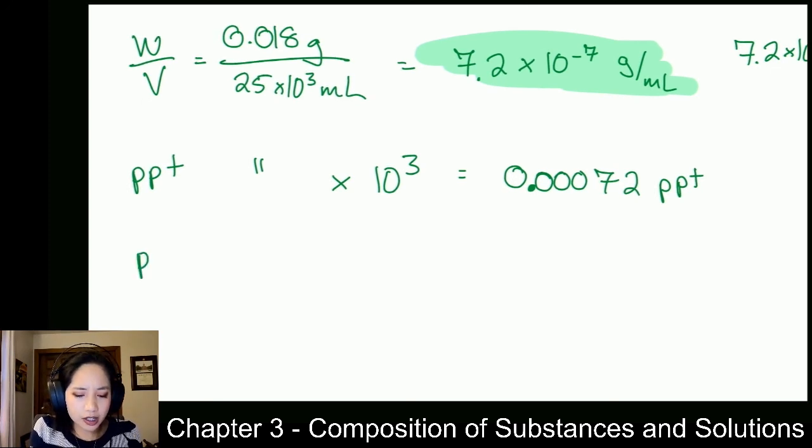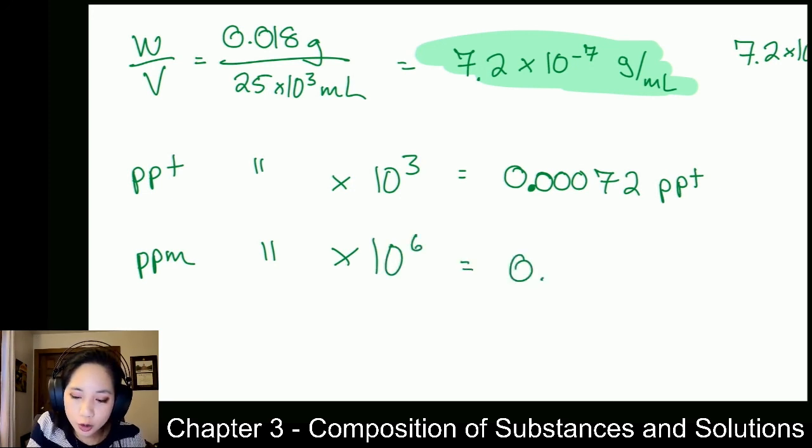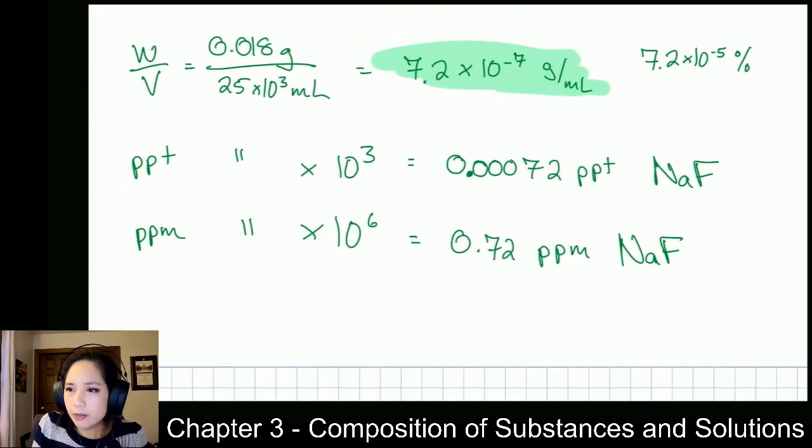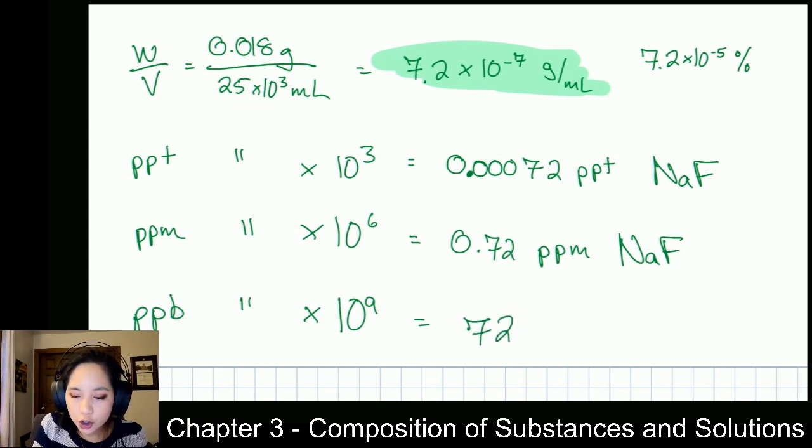So let's see what this number looks like in parts per million. Again, take that same weight over volume ratio, but this time multiply by a million, 10 to the 6th. So that is equal to 0.72 parts per million of sodium fluoride. All right, so that number is a little bit easier to see, 0.72 parts per million. Let's just do parts per billion. So ppb is the same ratio, but times 10 to the 9, a billion. So that is equal to 720 parts per billion of sodium fluoride.